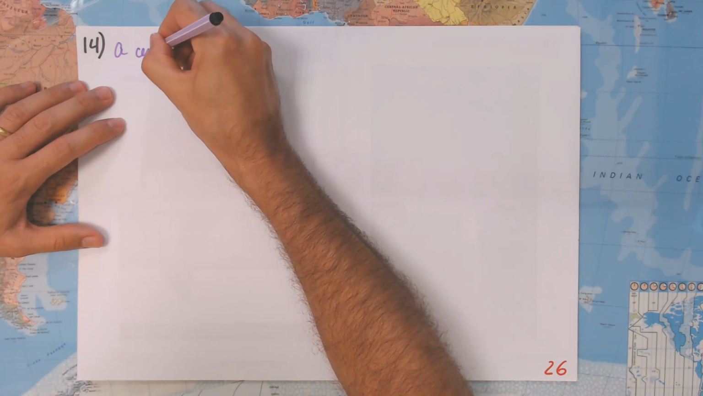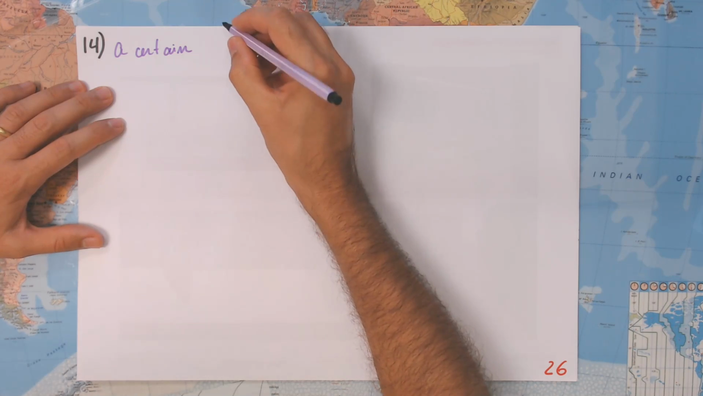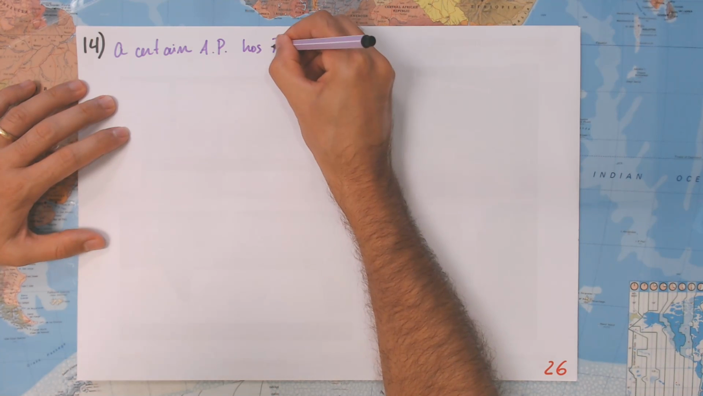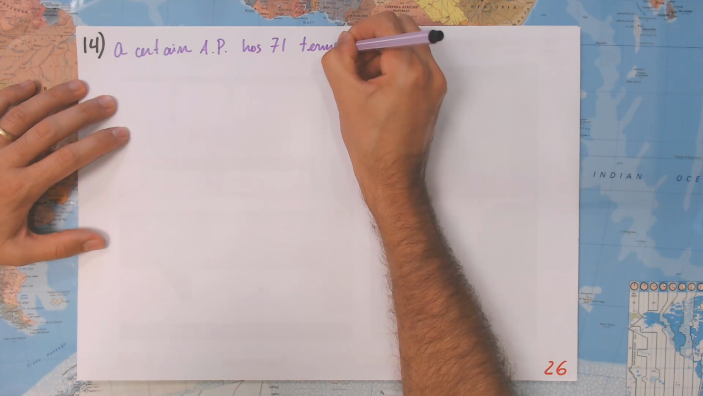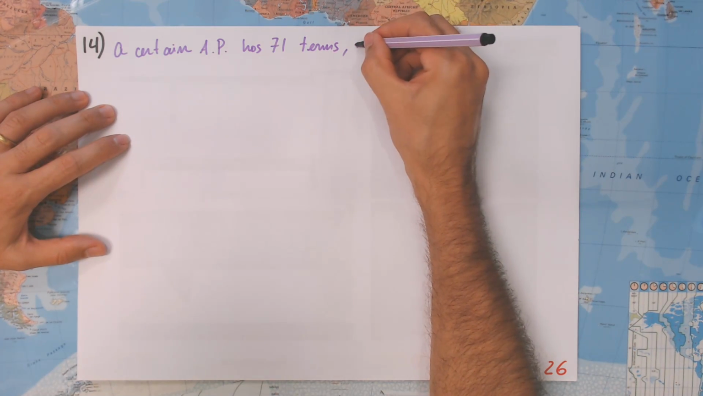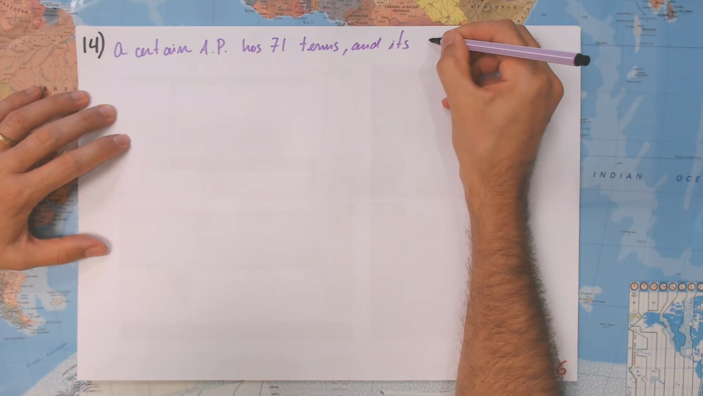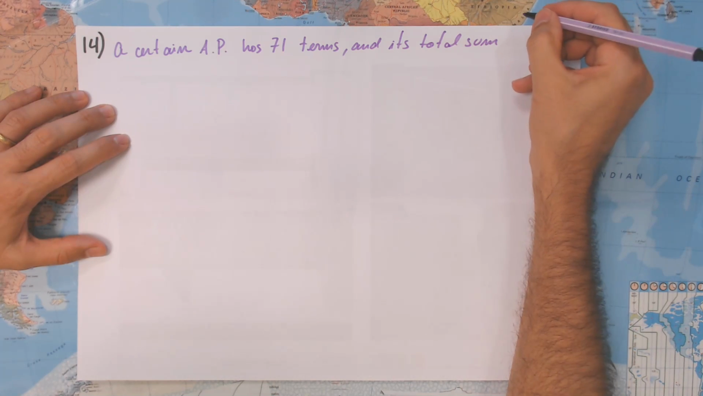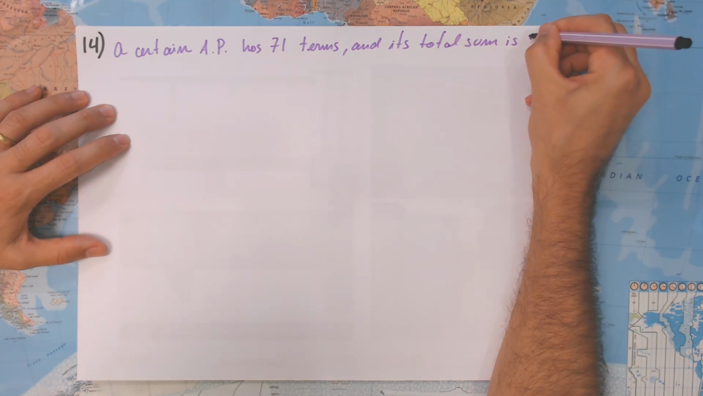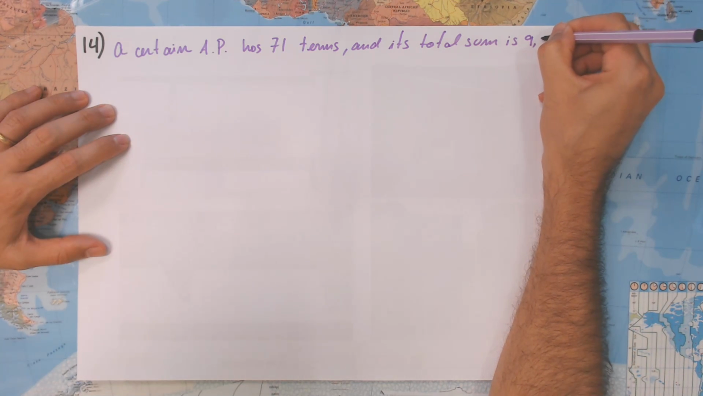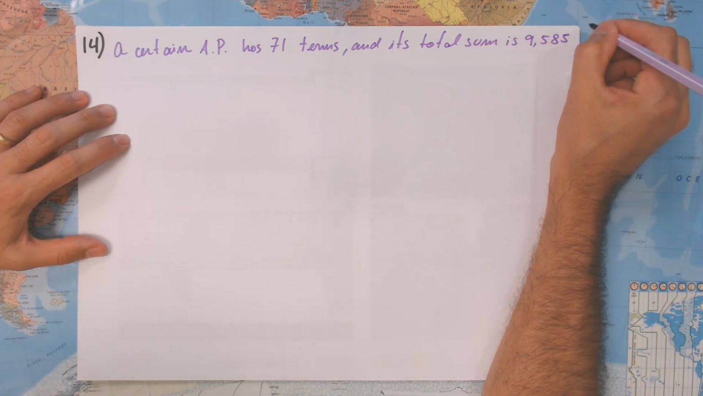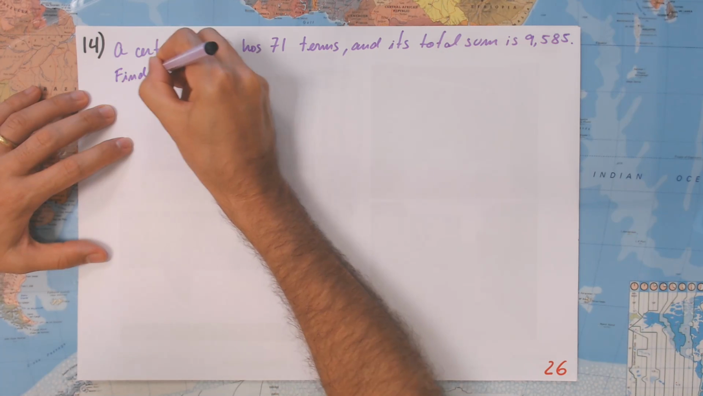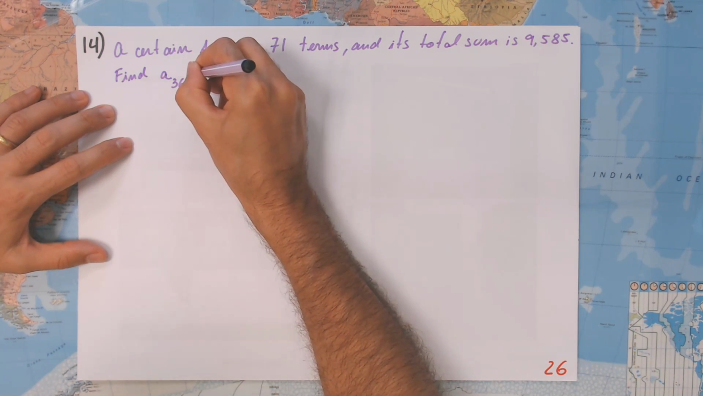A certain arithmetic progression has 71 terms, and its total sum is 9,585. Find A36.